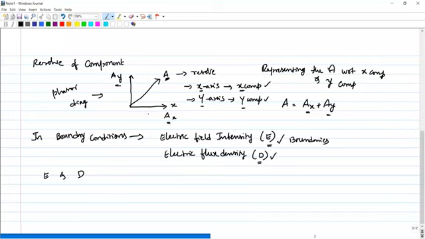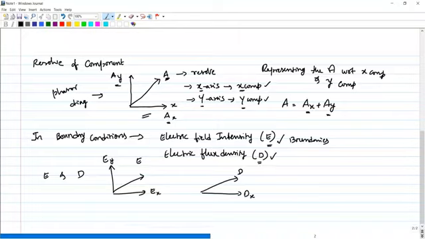So just as we have done here, we can resolve these two components of E and D. Suppose if this is E, we can resolve this E into two components with respect to X, that is Ex, and with respect to Y, that is Ey. Similarly, we can resolve the value of D into two components, that is dx as well as dy.